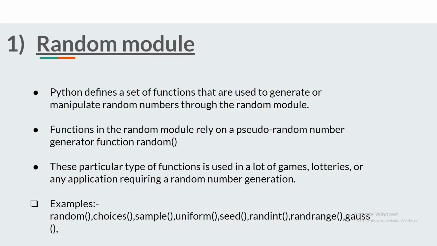The random module in Python defines a set of functions that are used to generate or manipulate random numbers. These functions in the random module rely on a pseudo random number generator function, the random method.